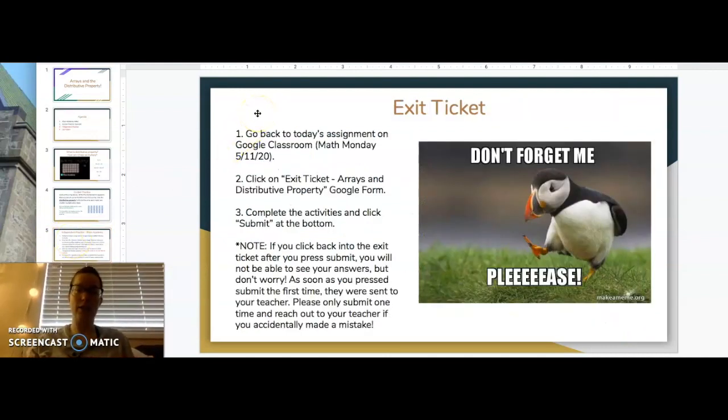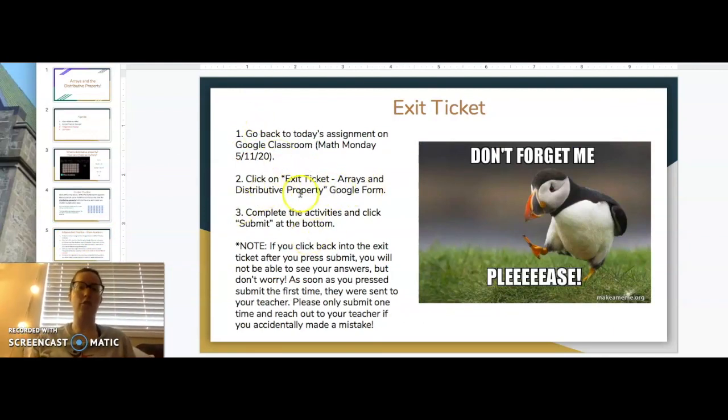Then you're going to go back to today's assignment on Google Classroom. You are going to click on the exit ticket, arrays, and distributive property. It's a Google form. Most of us are familiar with this at this point. You're going to complete the activities, click submit at the bottom. If you click back into the exit ticket after you press submit, you're not going to be able to see your answers. It doesn't save them the way that Google Doc does so that you can see them. But don't worry, your teacher got the information as soon as you press submit, right? So please only submit it one time. If you made a mistake, totally okay, just reach out to your teacher.